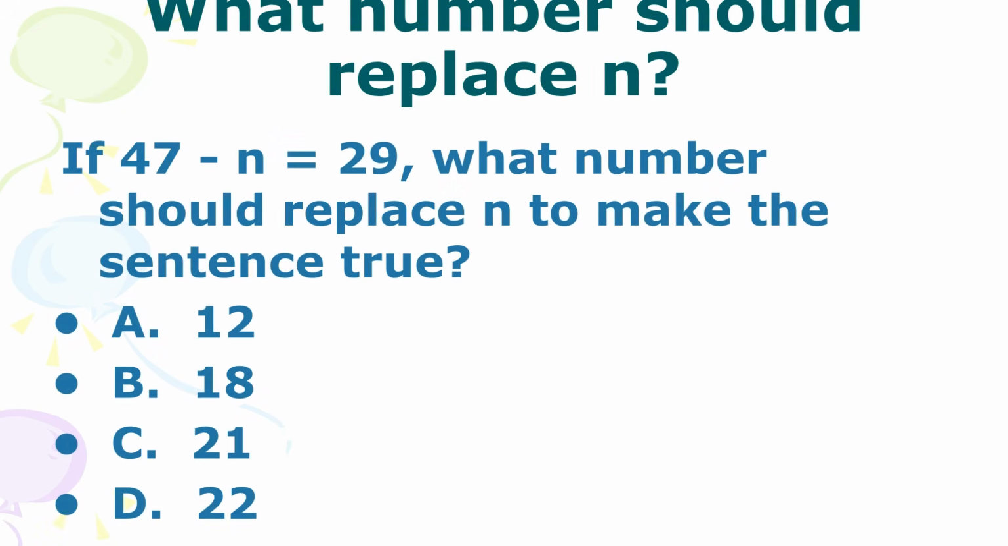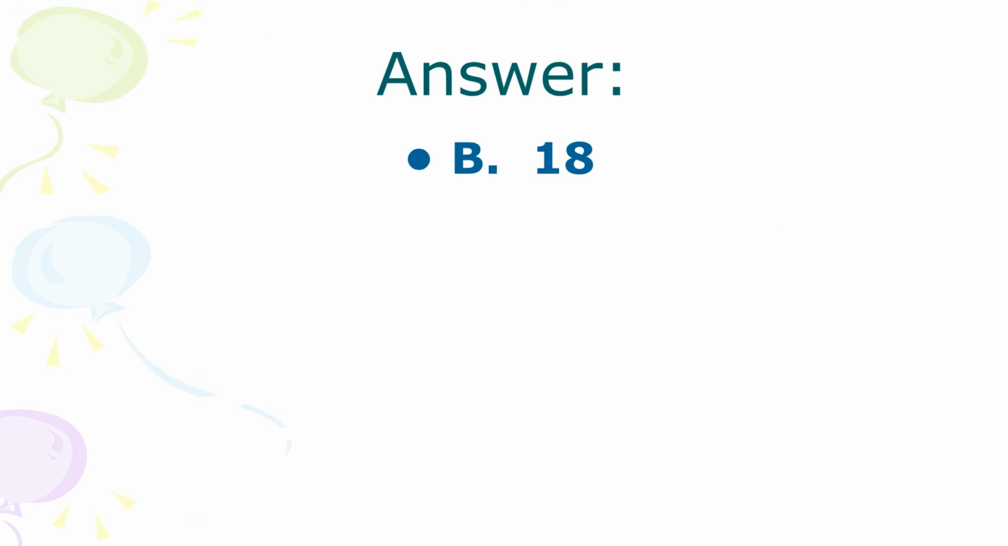Question number 3. If 47 minus n equals 29, what number should replace n to make the sentence true? Your choices are A, 12, B, 18, C, 21, or D, 22. The correct answer is B, 18. Subtracting 18 from 47 yields 29.